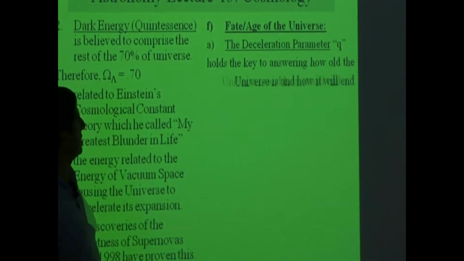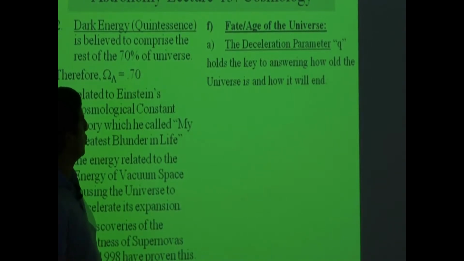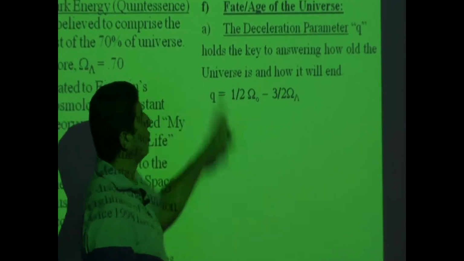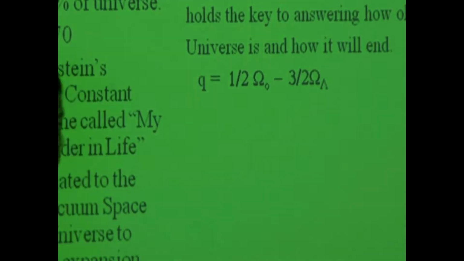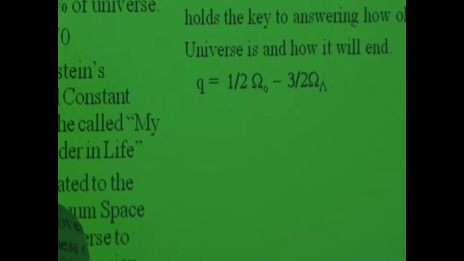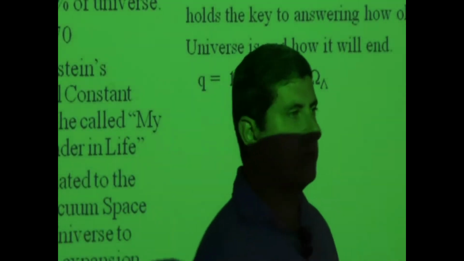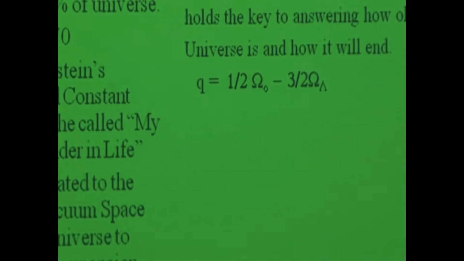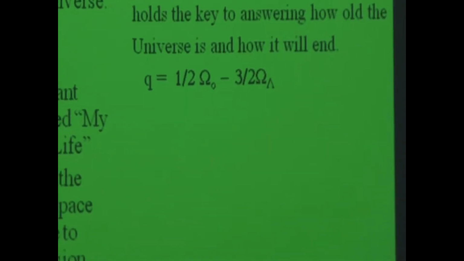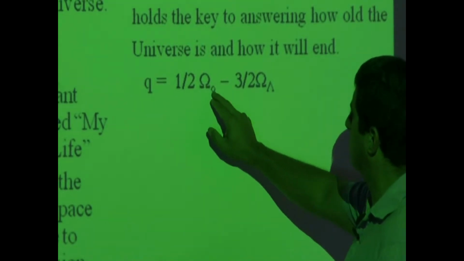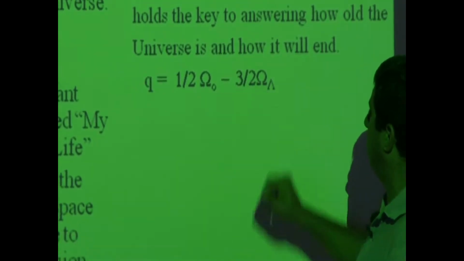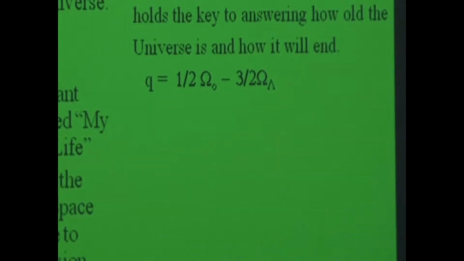Okay, so we have a deceleration parameter, Q, that holds the key to answering both questions: how old the universe is and how it will end. Of course, we like to boil things down as simply as possible to a formula, to make things easy. So we have this deceleration parameter, Q. Q equals half omega minus 3/2 omega lambda. Okay? So this holds the key to how the universe will end.